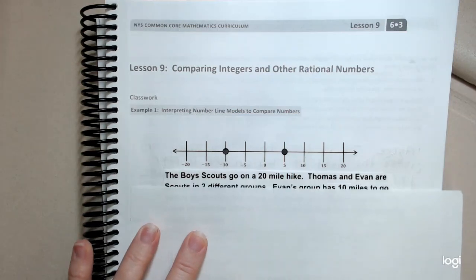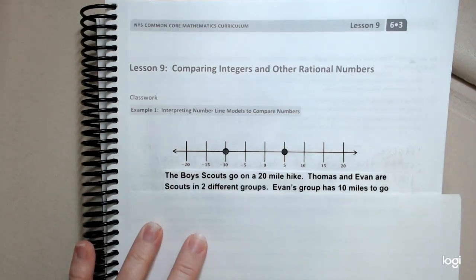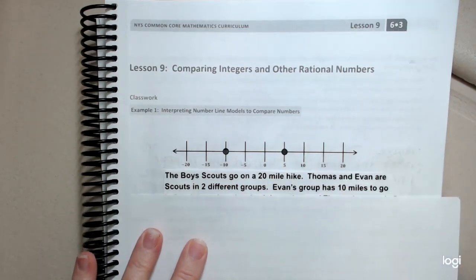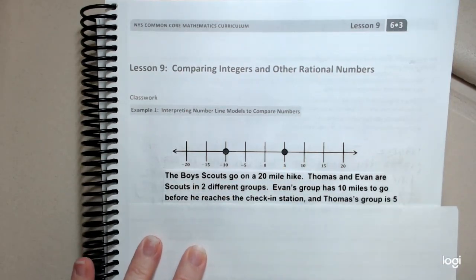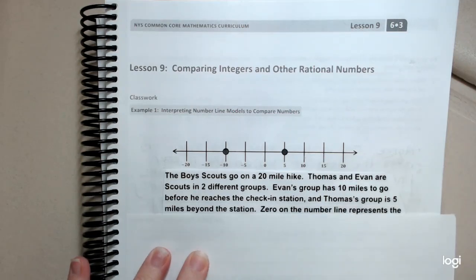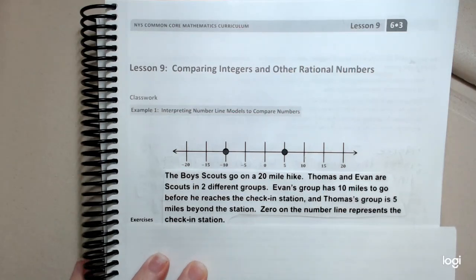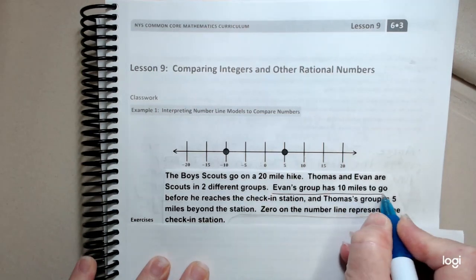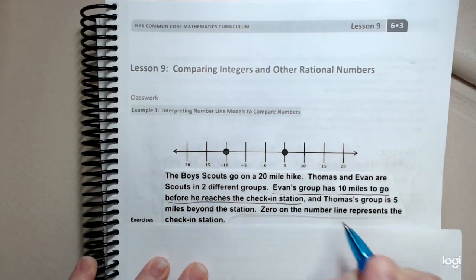Thomas and Evan are scouts in two different groups. Evan's group has 10 miles to go before he reaches the check-in station, and Thomas's group is 5 miles beyond the station. 0 on the number line represents the check-in station. So, if you're listening to my story, Evan's group has 10 miles to go before he reaches the check-in station.